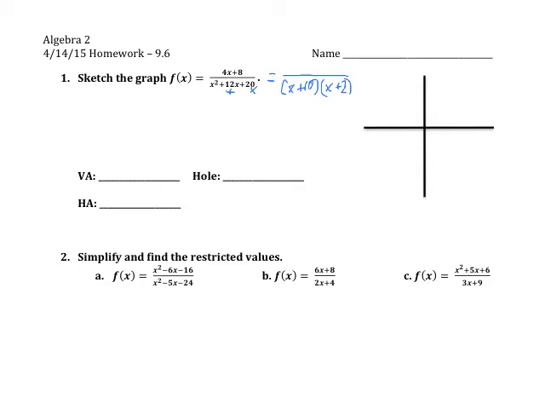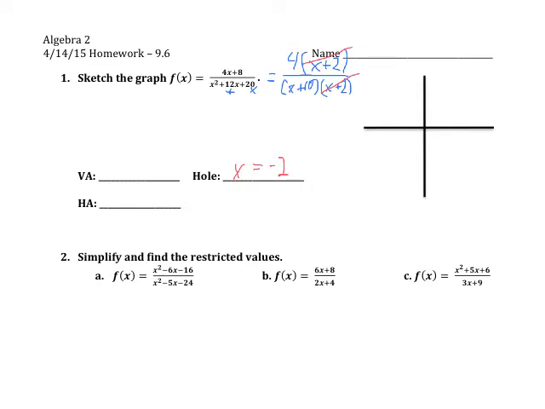There we go. And the top of it factors to be 4 times quantity x plus 2. Now that I'm looking at that, I can see that there is a common factor of x plus 2 and x plus 2, and that's where the hole comes from in the graph. And so it would be the opposite of 2, negative 2.